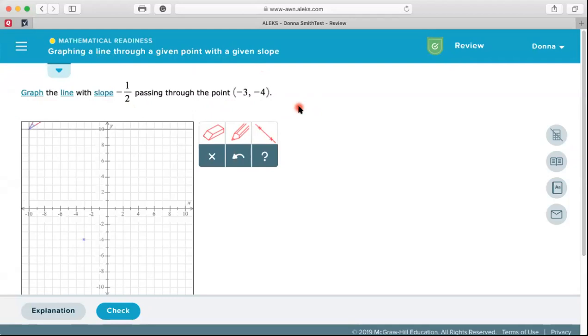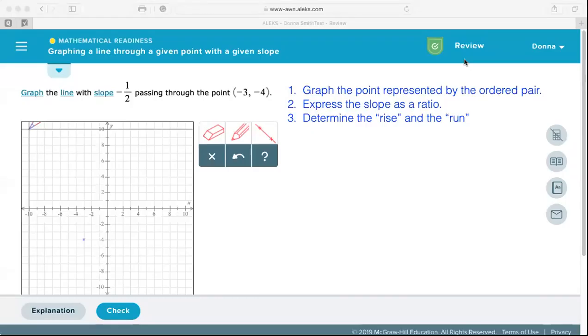The first step is to graph the point represented by the ordered pair. Step 2 is to express the slope as a ratio. Step 3 is to determine the rise and the run. I've captured the directions or the 3-step process here.